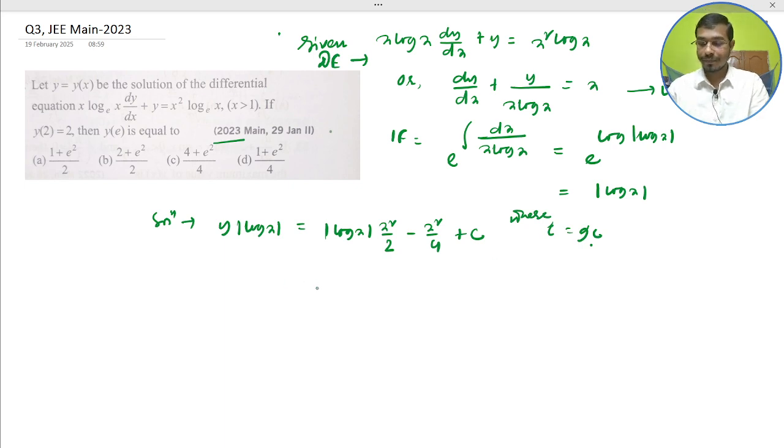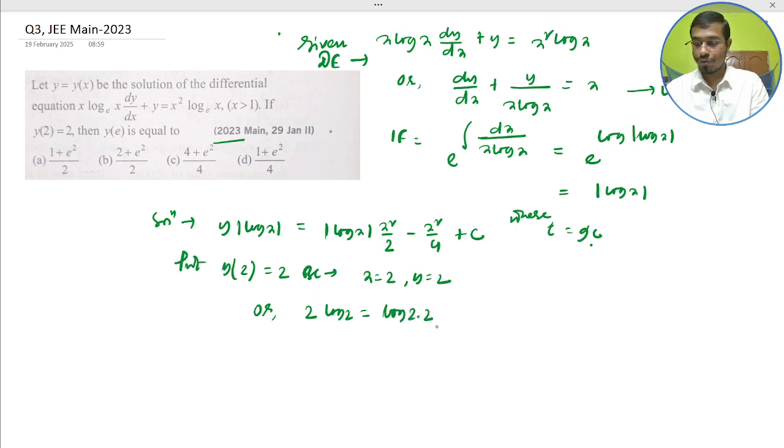So now put the given boundary condition y(2) equal to 2, means x equal to 2, y equal to 2. Put this value. So it would become 2 log 2 is equal to log 2 into 2 minus 1 plus c. You have to find the value of c, so c would be 1.